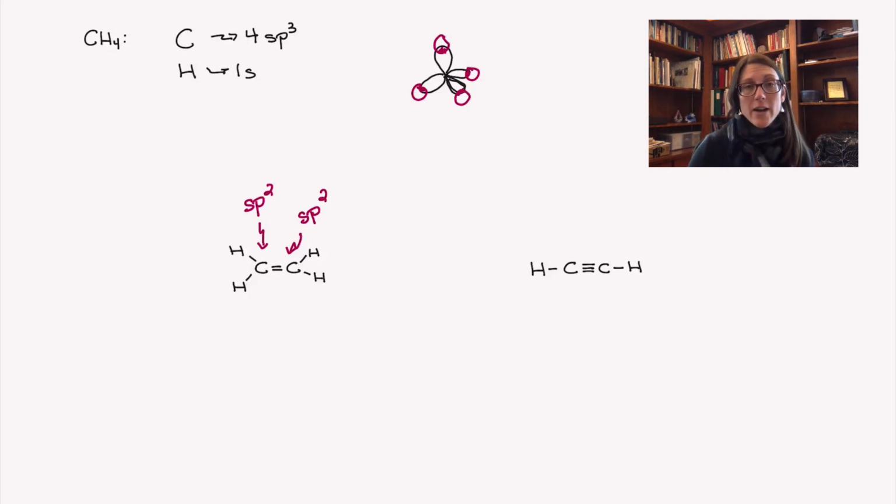On the right-hand side, we have acetylene, or ethine, if you're going to name it by IUPAC standards. And so this needs 2 regions of electron density, sp. So each of these carbons is going to be sp hybridized to have those 2 regions of electron density.